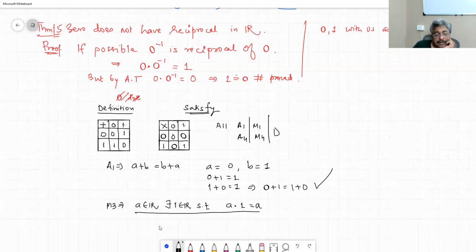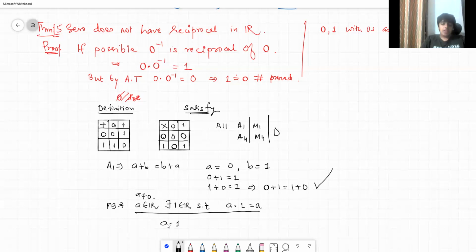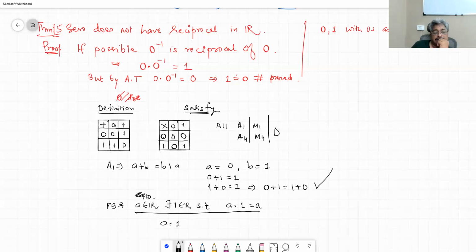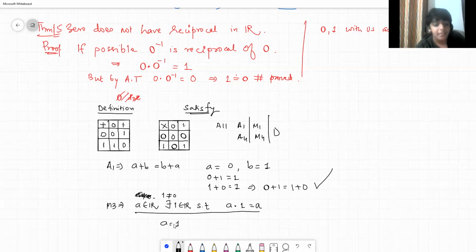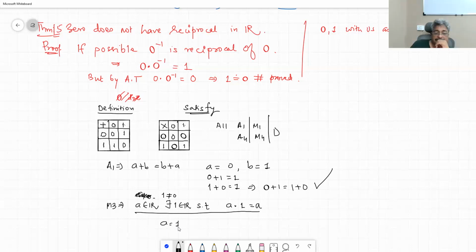Correct, right? What more is needed there? What other condition was there in M3? Was it only that? Sir, A is not equal to 0. A is not equal to 0. Okay, so now let A is equal to 1. Sir, that condition was not in M3, it is in M4: 1 is not equal to 0. Here 1 is not equal to 0. Okay, so let A is equal to 1.